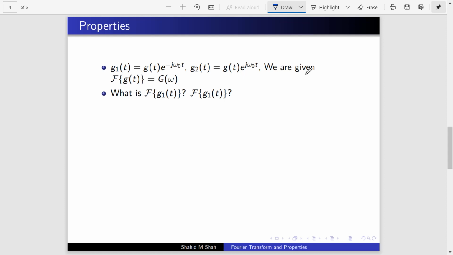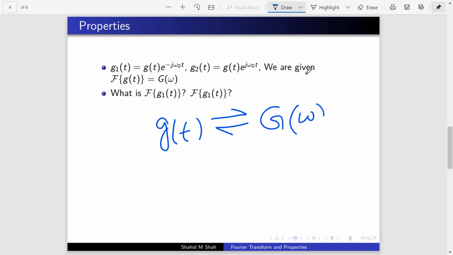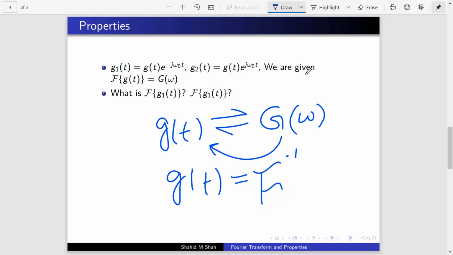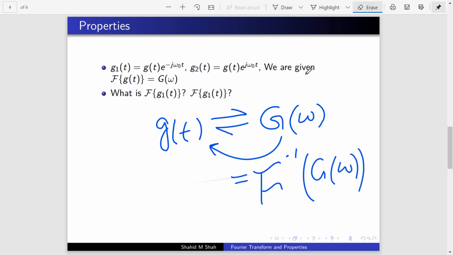Suppose you have g of t, okay, whose Fourier transform, this is the notation we will follow. Double arrow means that the Fourier transform of g of t is capital G of omega, and we also say that the Fourier inverse of G of omega is g of t. So Fourier inverse. So we in fact write that g of t, here is a notation, is defined as Fourier inverse of G of omega. Okay, and now I have given a signal g of t whose Fourier transform is capital G of omega.